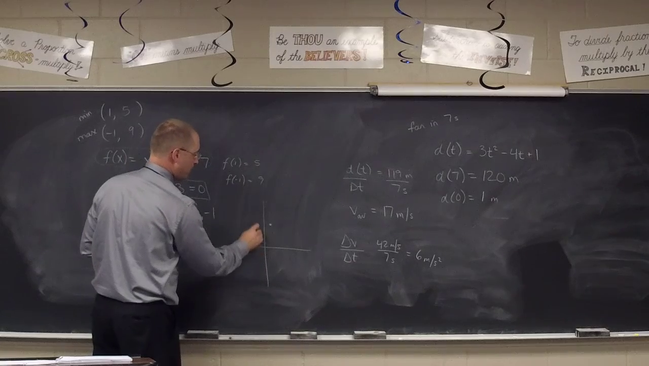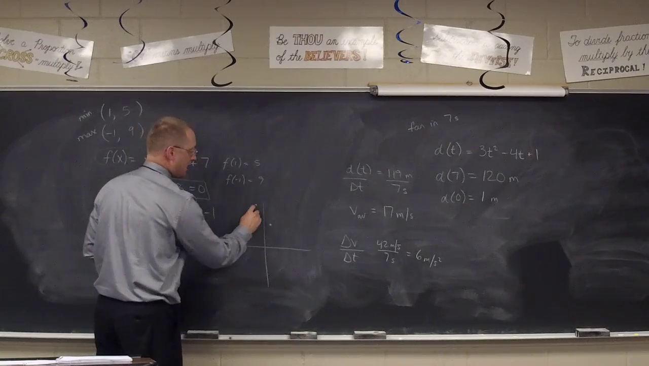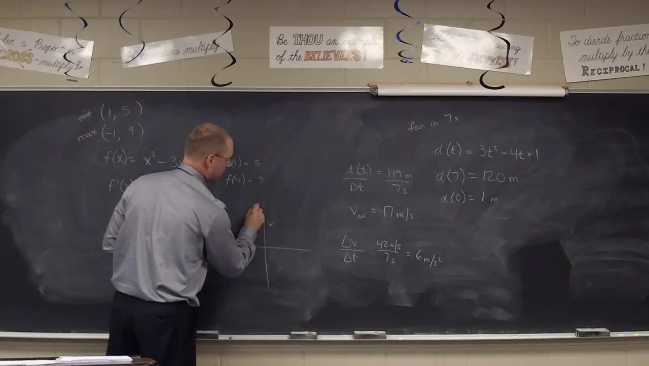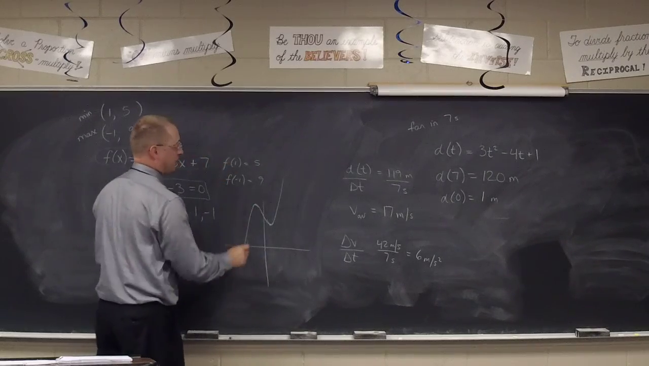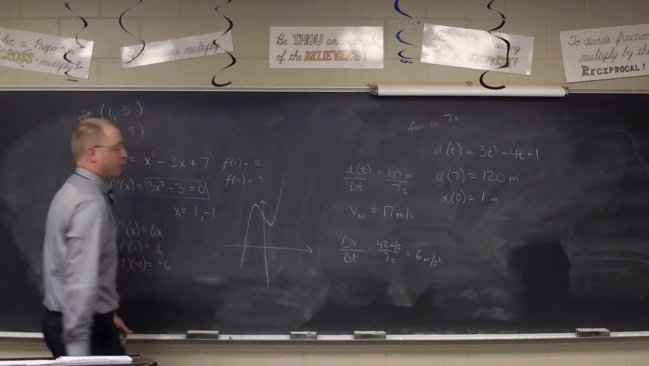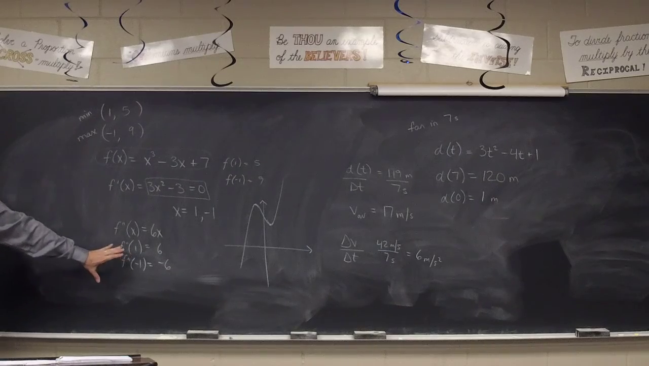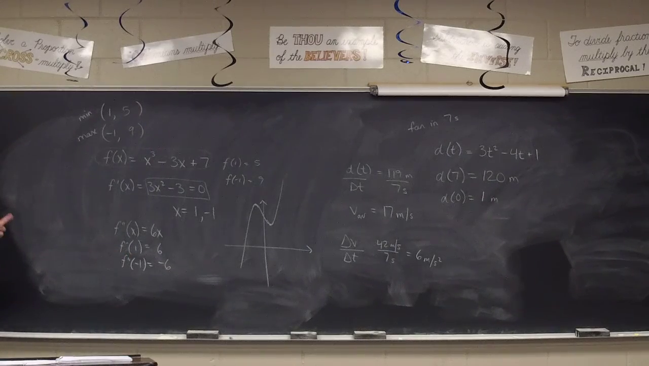We'd find negative 1, 9, something like that. And it goes down from there, goes up from here. Apparently something like that is what our graph would look like. And we can get a quick sketch of a curve just by identifying critical points and the behavior at the critical points. Do we want another one like this, or do we feel good about it? You're fine? Okay, all right.